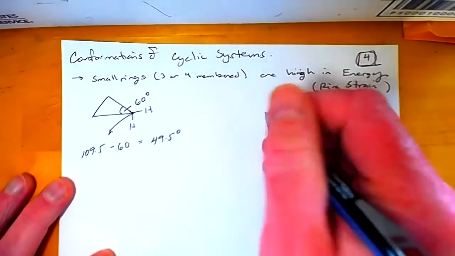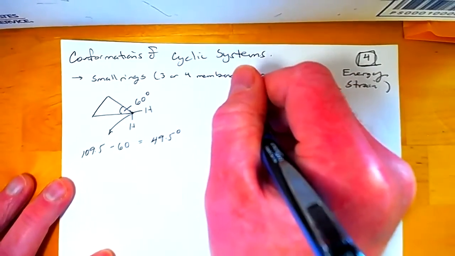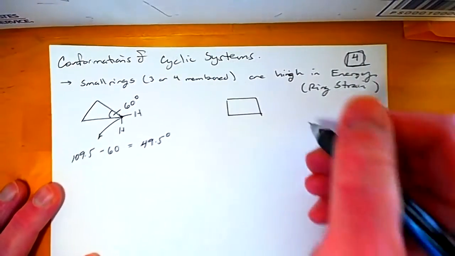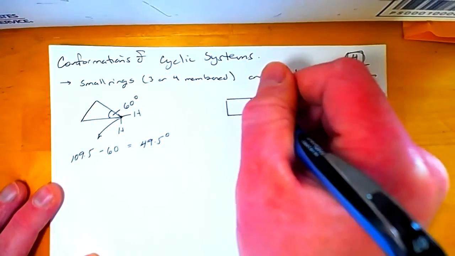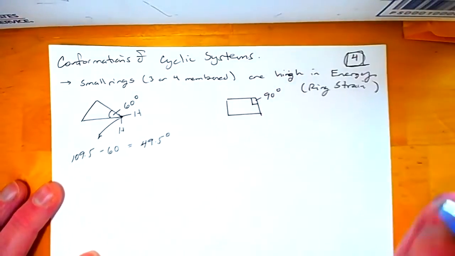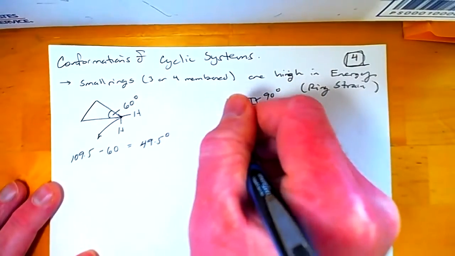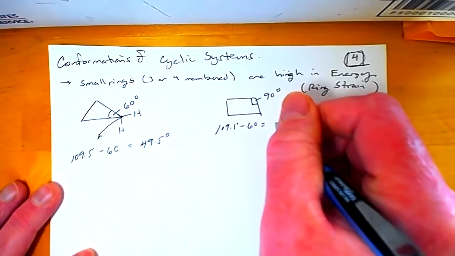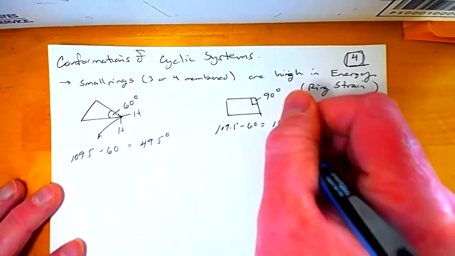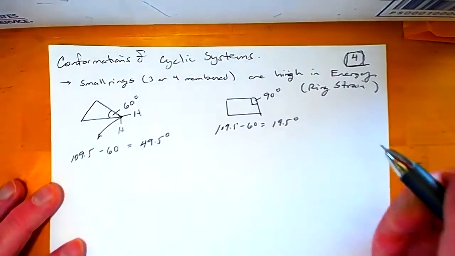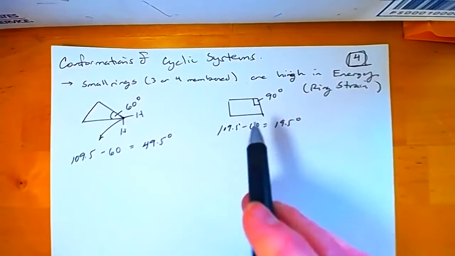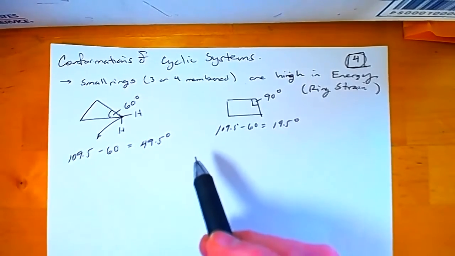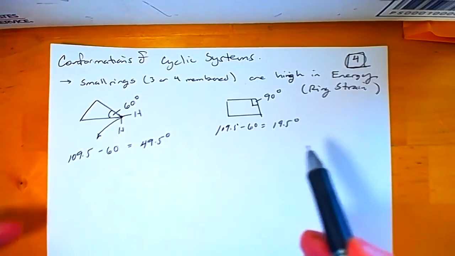Likewise, when you look at systems like cyclobutane, it has a bond angle that's close to about 90 degrees. And if you were to look at its ring strain, it would be closer to about 19.5. So the cyclobutane has a little bit less ring strain than the cyclopropane, but it's still not great.